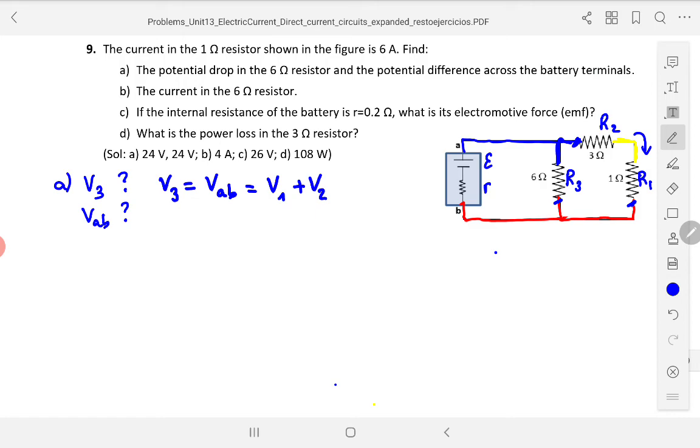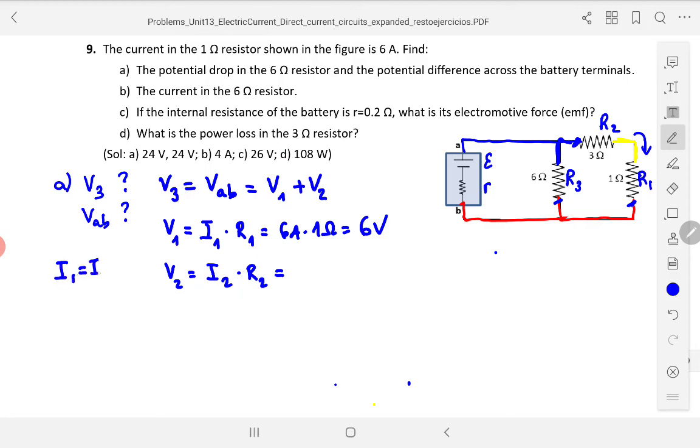Okay, so now we just have to apply Ohm's law to know what is the potential drop across the first resistor, which is going to be the current across the first resistor times the resistance of this first resistor. So this is 6 amperes times 1 ohm, which gives you 6 volts. For the second one, we're going to have that this is the electric current across it times its resistance. As both R1 and R2 are connected in series, the electric current crossing one is equal to the electric current crossing the other. So this is again 6 amperes, and this is times 3 ohms. So this is 18 volts. So from here we can see that V3, which is equal to VAB, is equal to 24 volts.